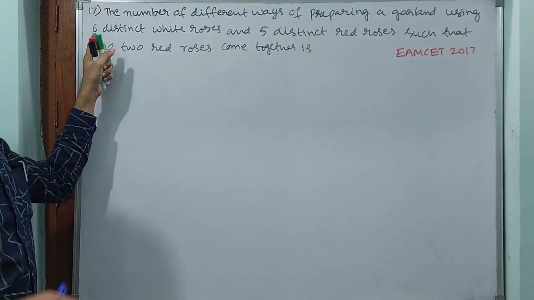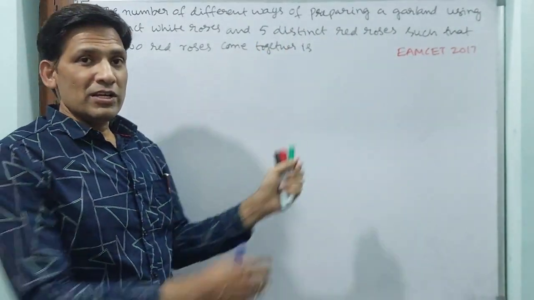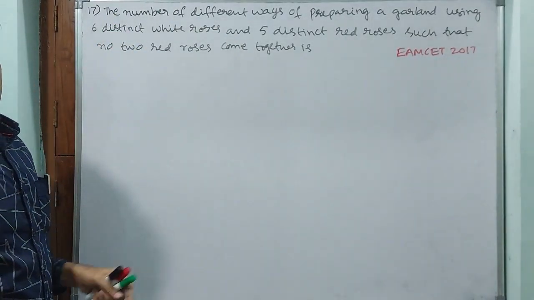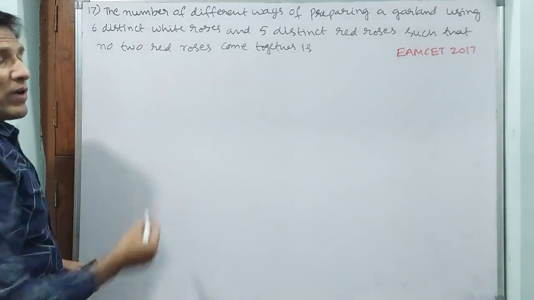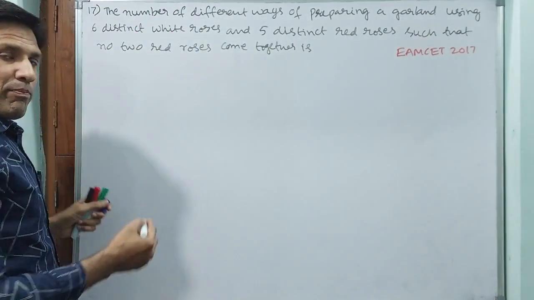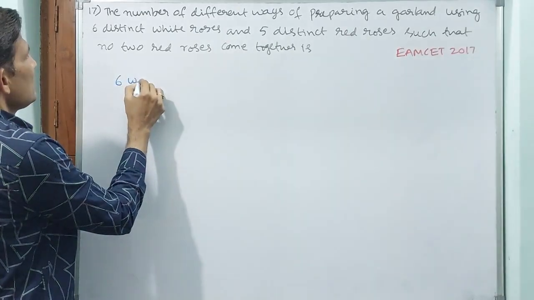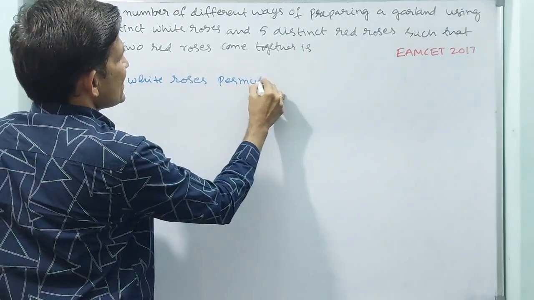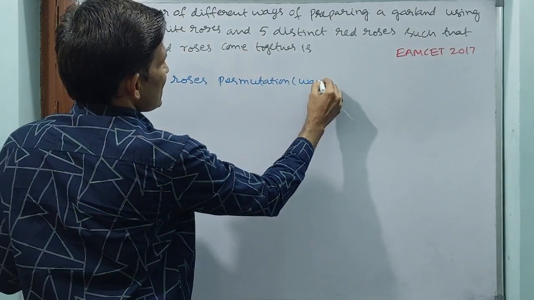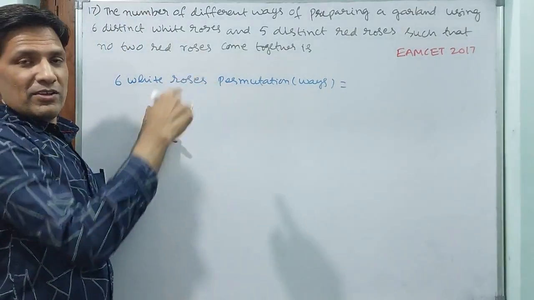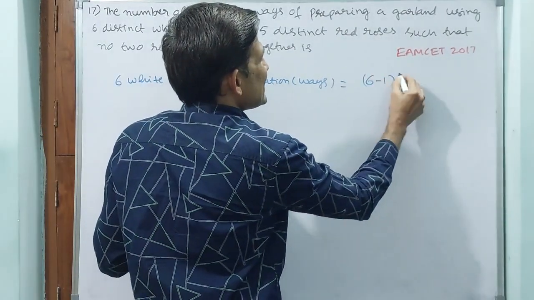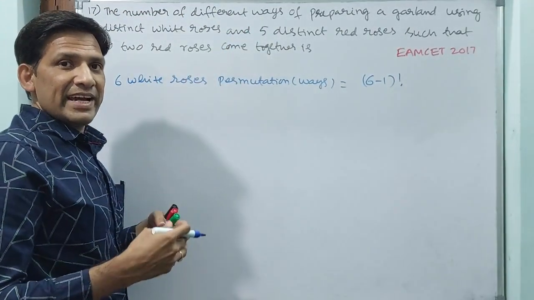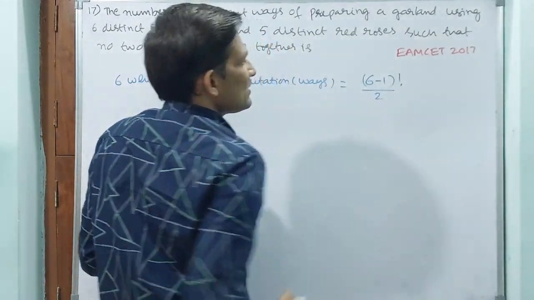First of all, you observe carefully, they will always ask that the smaller number should not sit together. As per our experience they will not ask it the other way. That is why first you do this one. The permutation ways of 6 white roses is equal to circular, 6 minus 1 factorial. Is it correct? No, because it is a garland, or necklace, hanging item, so divided by 2 also you have to take.